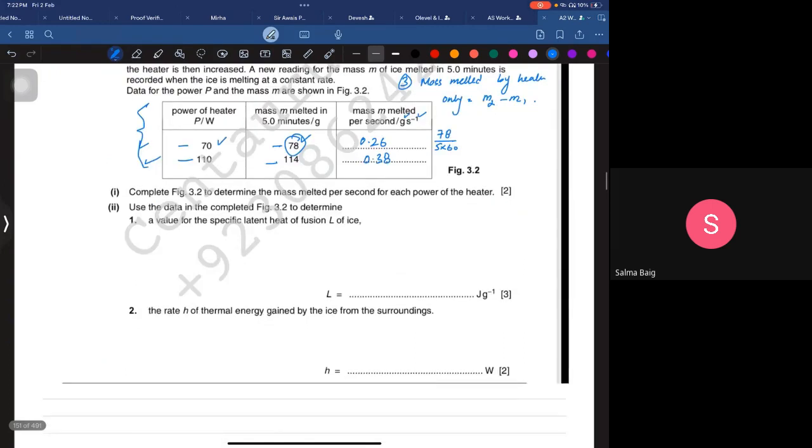Okay, let's do that. So first of all, you're gonna make the equation. What is the equation? Heat from heater plus heat from surroundings, because it is melting. So you need to be very careful about this equation. It gives you basically the latent heat of ice, or you could say energy gained by ice. Let's be simple. Now, heat from heater obviously will be power into time.